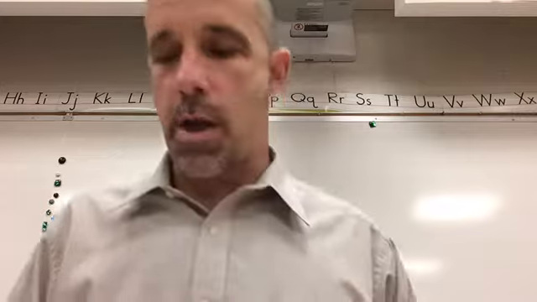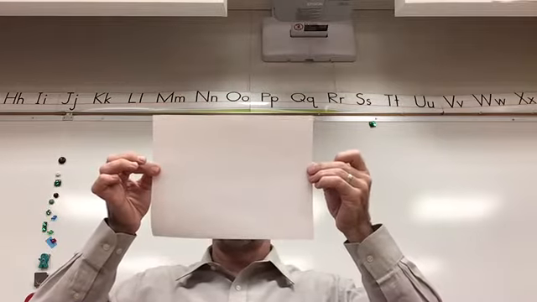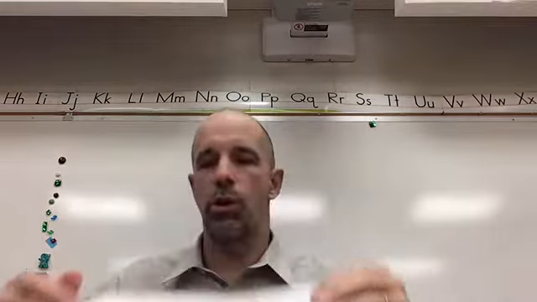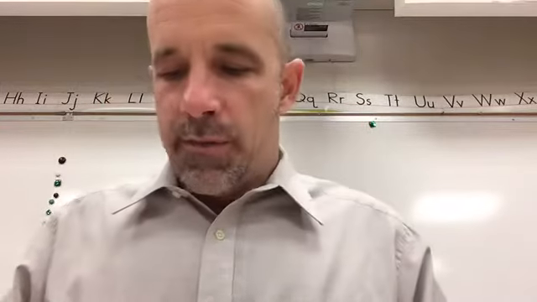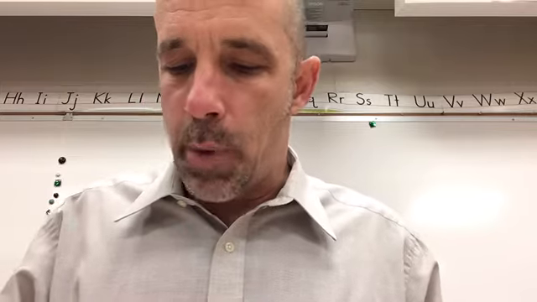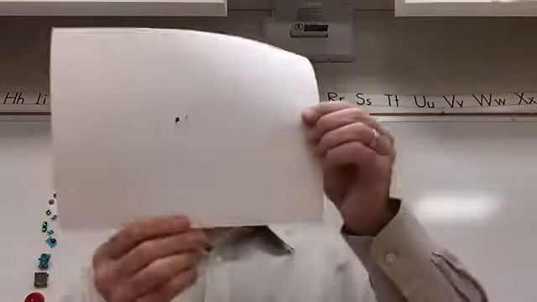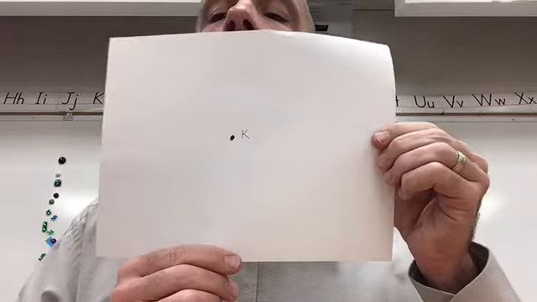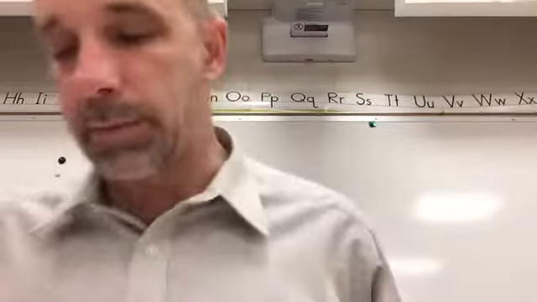So, to start off, I need you to turn the paper. This is called a landscape. So I want you to turn it landscape in front of you. And in the middle of your paper, I want you to draw a point, and label the point K. I will show you what is expected of you to start with. Point K in the middle of your paper. It doesn't have to be exactly in the middle, but close.